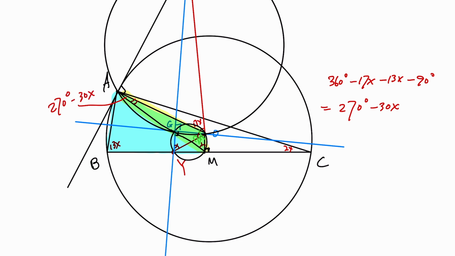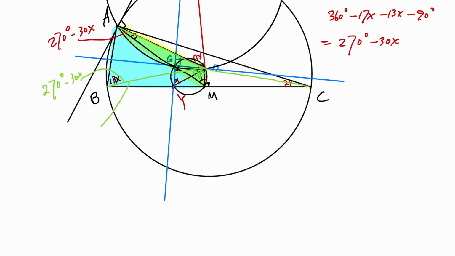Now we have this. How does this help us? Now we have this angle to AO. That seems a bit strange. How about we connect the other two, this BO and this CO? All of these are the big radius, the radius of the circle of ABC. So all of these triangles, ABO, ACO, BCO, are isosceles. So this angle right here must also be 270 degrees minus 30x.